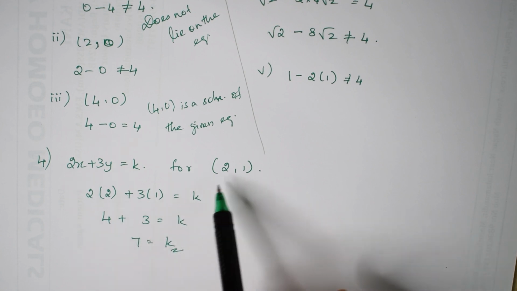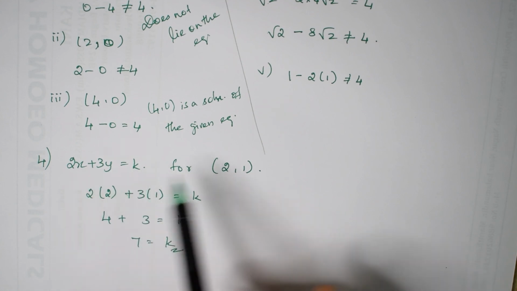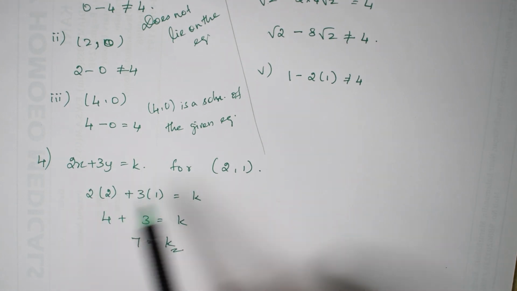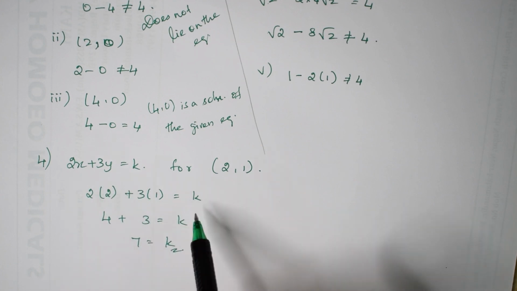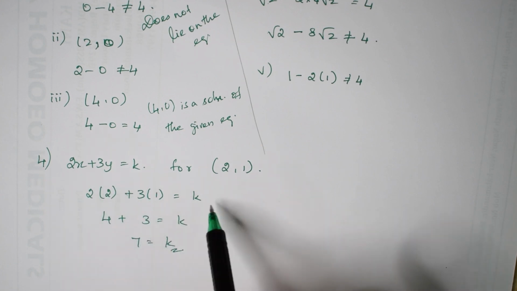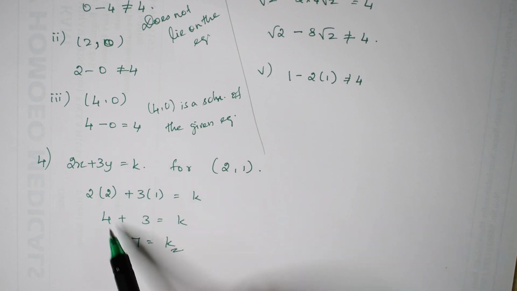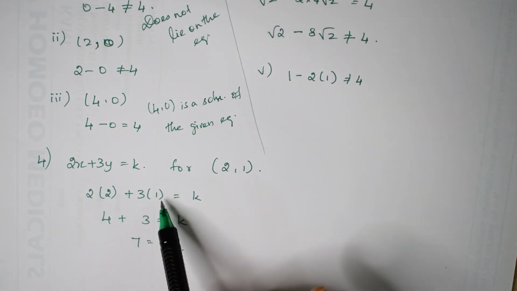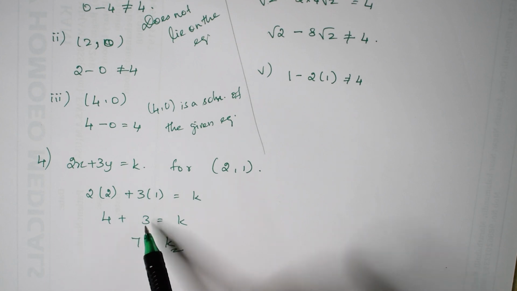We just have to substitute the values of x and y in the given equation. When I substitute, I get 2 into 2 plus 3 into 1, and whatever value we get when we solve, that is equal to k. And so 2 into 2 is 4, 3 into 1 is 3, 4 plus 3 is 7, and so k's value is equal to 7. This is how we find the value of k.